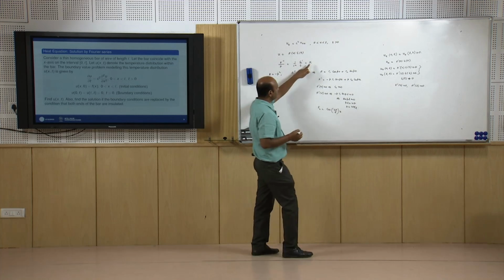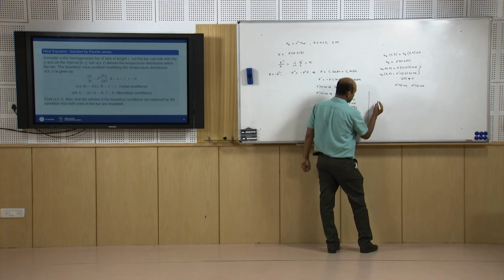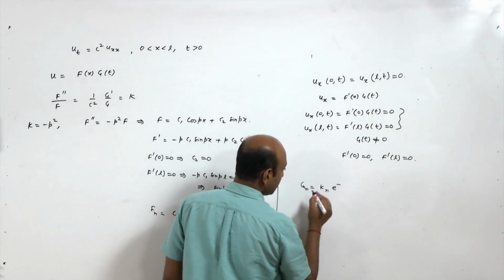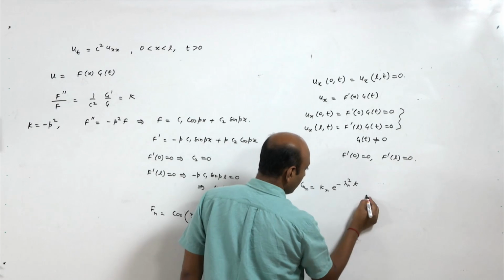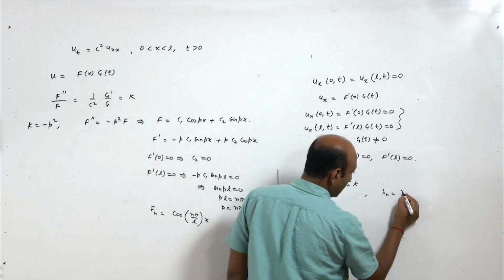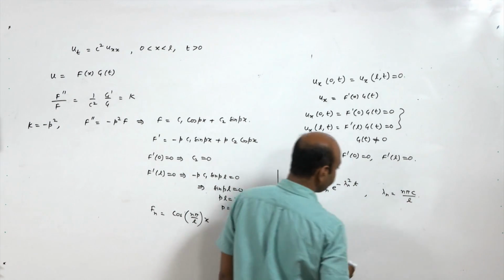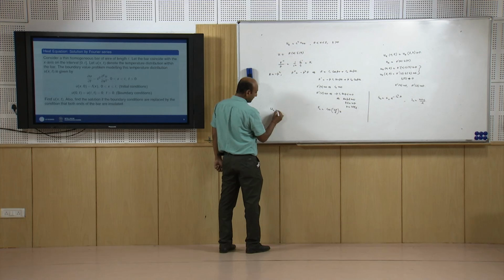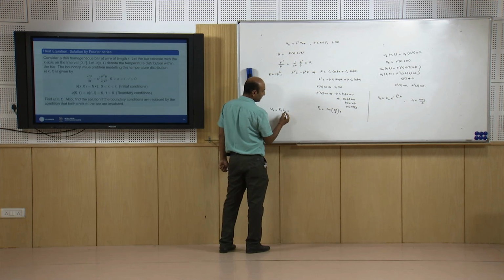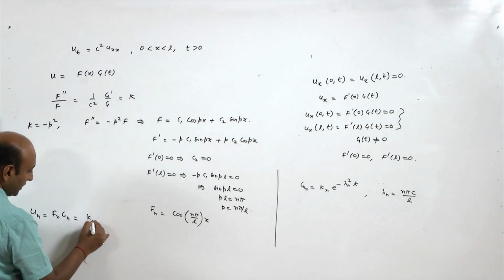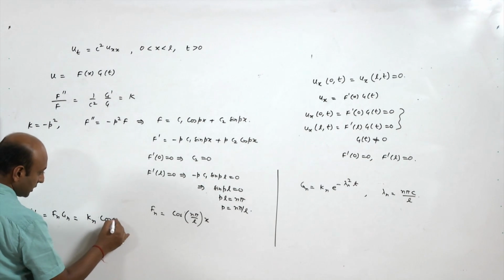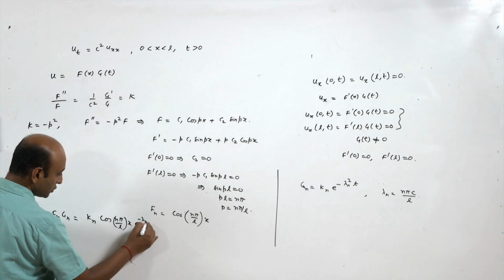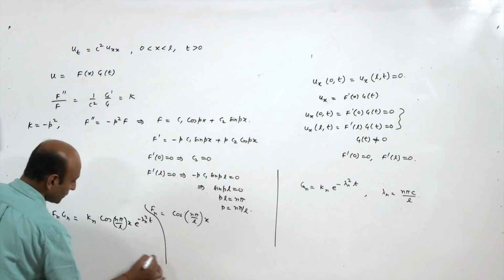And Gn is the same. What G we obtained in the last problem: Kn e to the power minus lambda n square into t, where lambda n is nothing but n pi c by L. So, what will be u now? Un will be nothing but Fn into Gn, so that will be Kn cos n pi x by L into e to the power minus lambda n square into t.